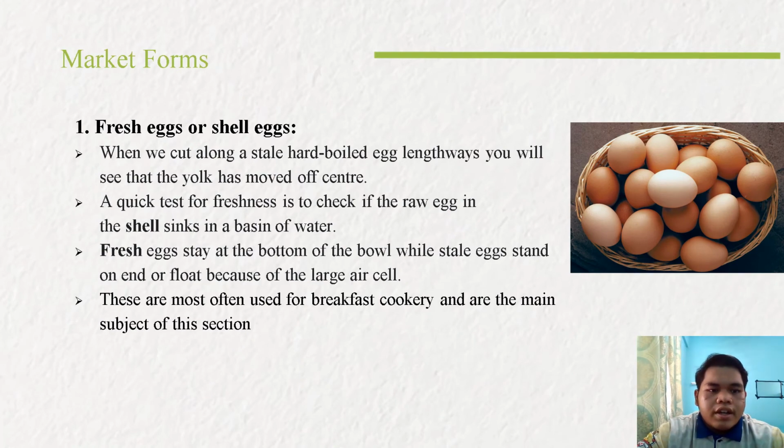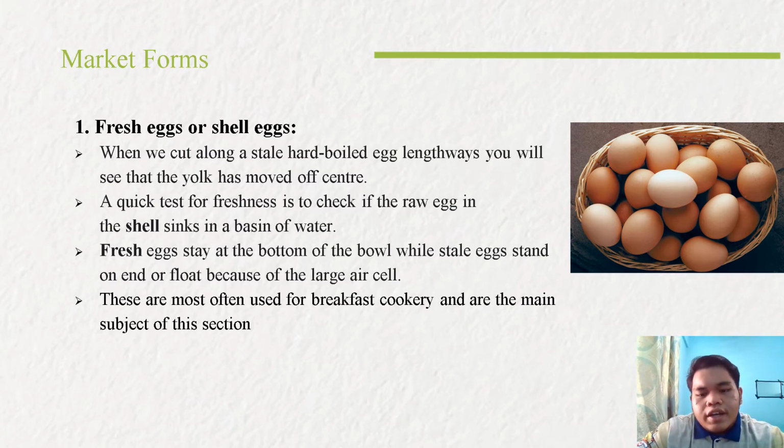Okay, next, there are the types of market forms. The first one is fresh eggs or shelled eggs. When we cut along a stale hard-boiled egg lengthways, you will see that the yolk has moved off center. A quick test for freshness is to check if the raw egg in the shell sinks in a basin of water. Fresh eggs stay at the bottom of the bowl while stale eggs stand on end or float because of the large air cell. These are more often used for breakfast cookery and the main subject of this section.